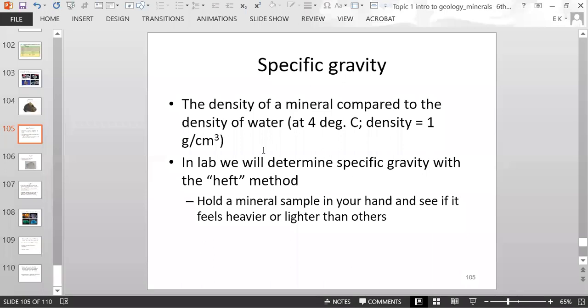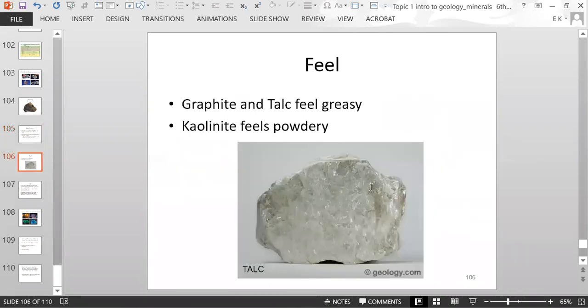Specific gravity is referring to the density of a mineral compared to the density of water. When we look at minerals, we could use what's called the heft method, where you hold a mineral sample in your hand and you see if it feels heavier or lighter than others. Some minerals have a specific feel. So graphite and talc have a greasy, oily feel to them. Kaolinite will feel powdery.